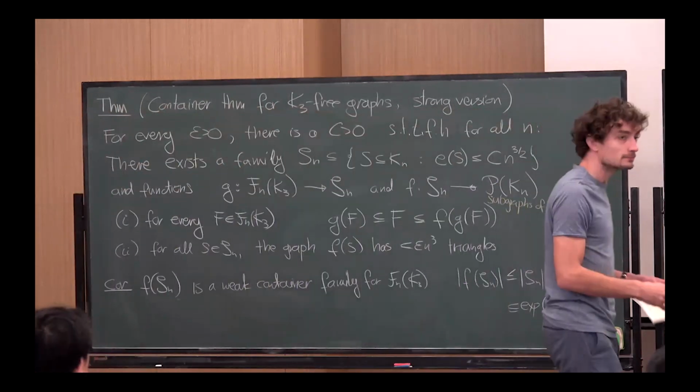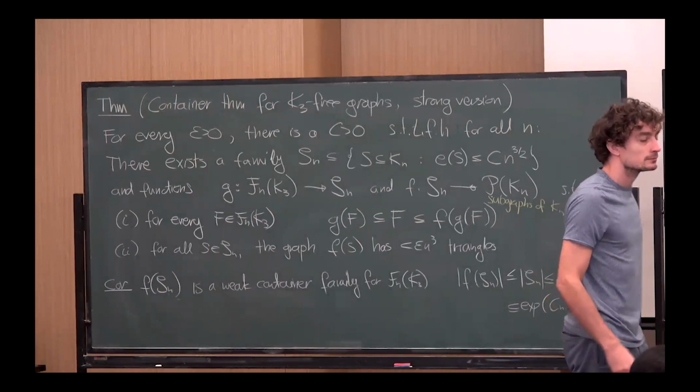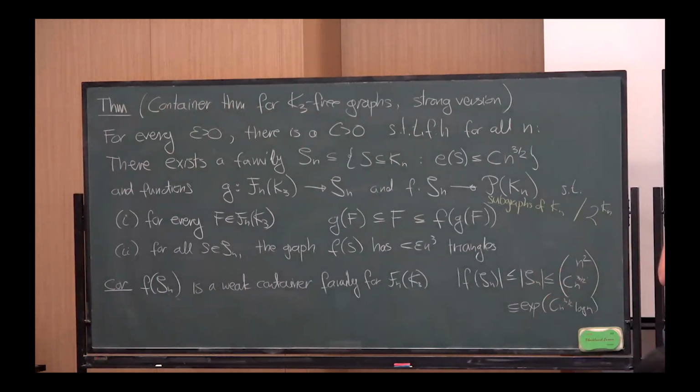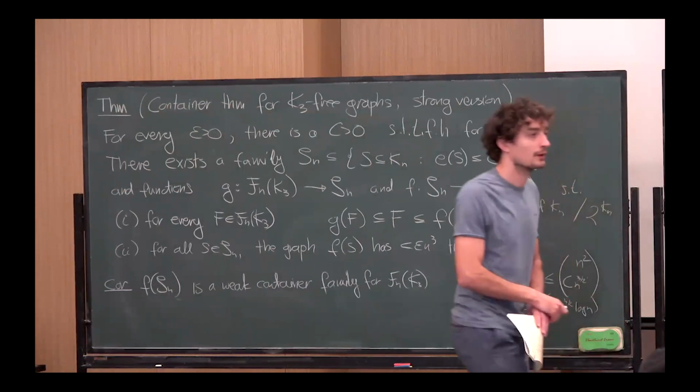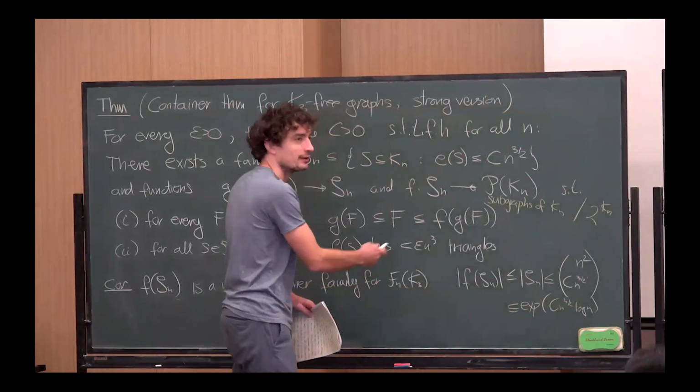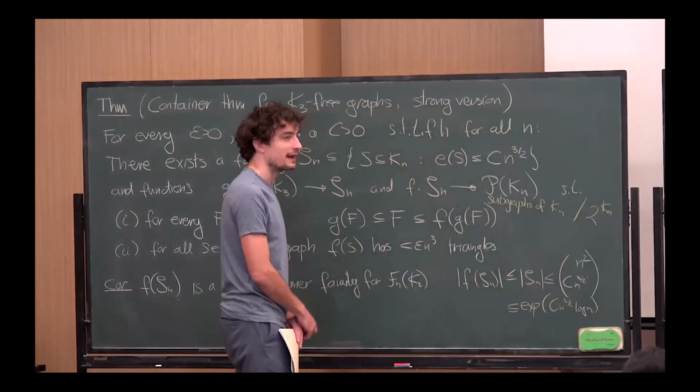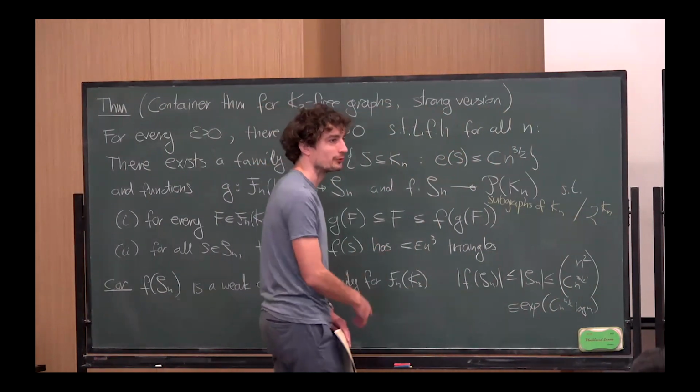Oh, there is one question from Jun. He asked why the size of Sn is at most n squared choose Cn^{3/2}. Because it's a function: to every element of the set it assigns a graph, so the image is at most the size of the domain.